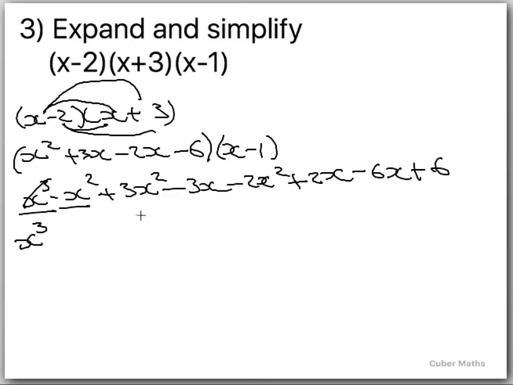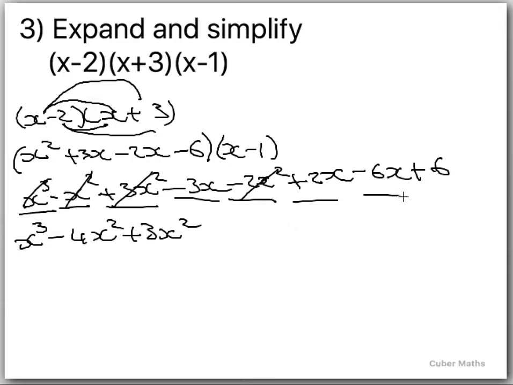So if we simplify this, we're going to take our x cubed, then cross that off, and then we've got minus x squared plus 3x squared minus 2x squared. So altogether we have minus 4x squared plus 3x squared, and then cross them off. Then we have minus 3x plus 2x minus 6x. So we have minus 9x, cross the minuses off. Then we're going to have plus 2x, cross that off. Then we have plus 6 on the end.